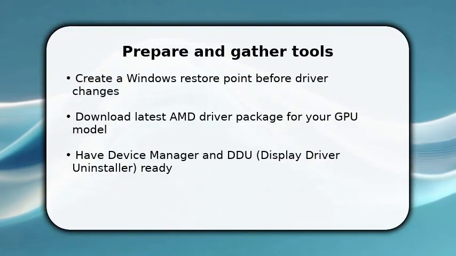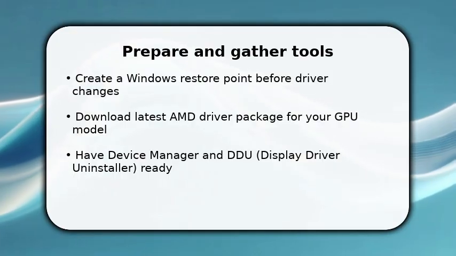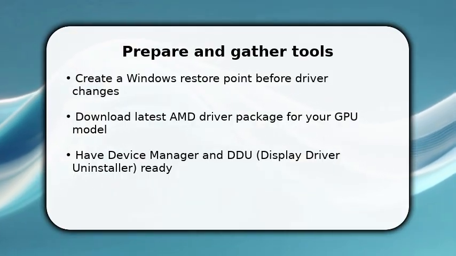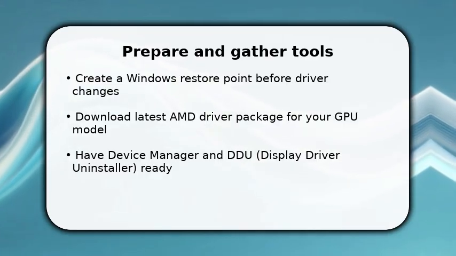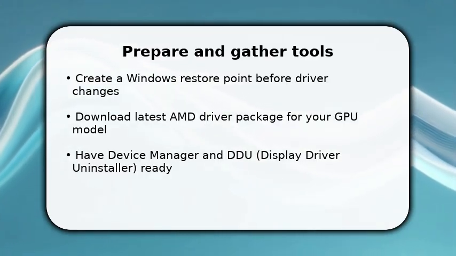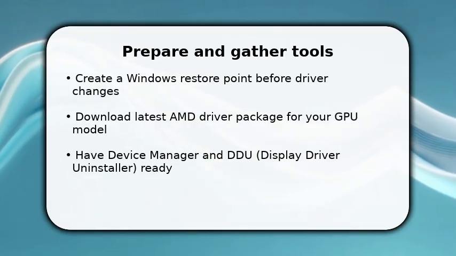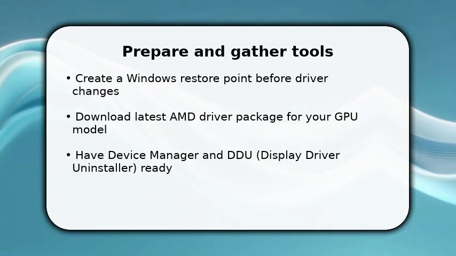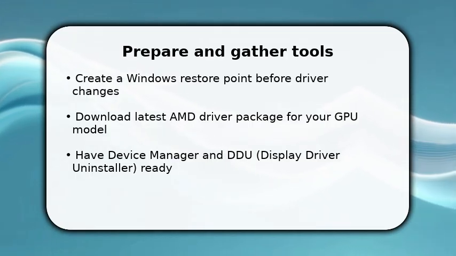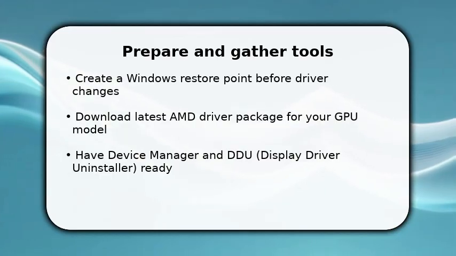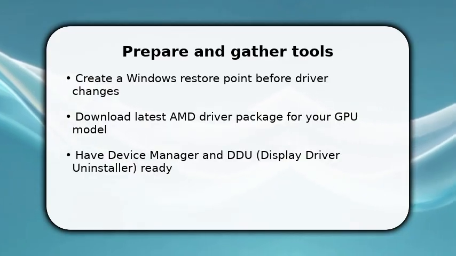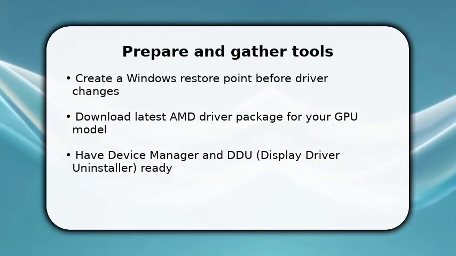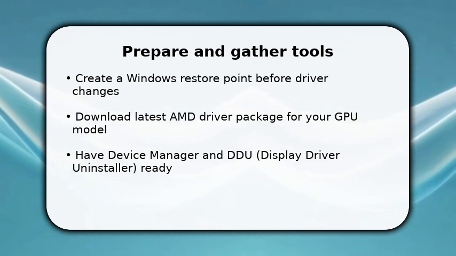You start by creating a restore point so you can roll back if needed. Next, download the official AMD driver for your exact GPU model. This avoids generic drivers. Make sure Device Manager is open and that you have the extracted Display Driver Uninstaller, which removes lingering files. Once done, boot into safe mode for a clean uninstall. This prevents Windows from reinstalling the wrong driver mid-process. These steps set a safe foundation and save time troubleshooting later.